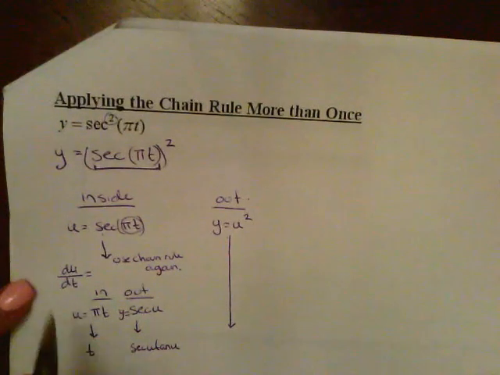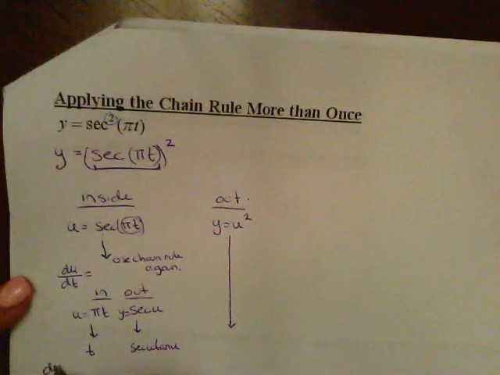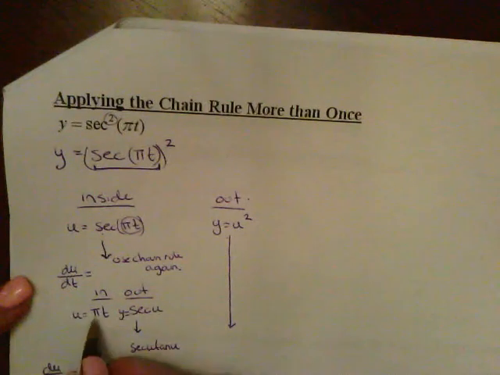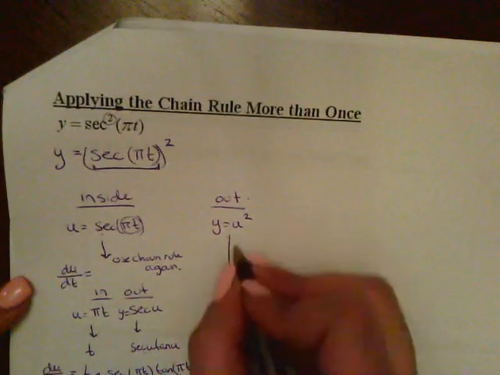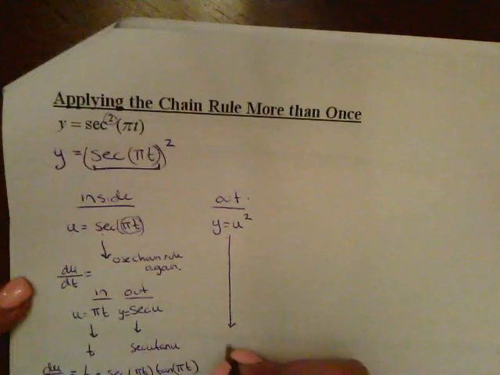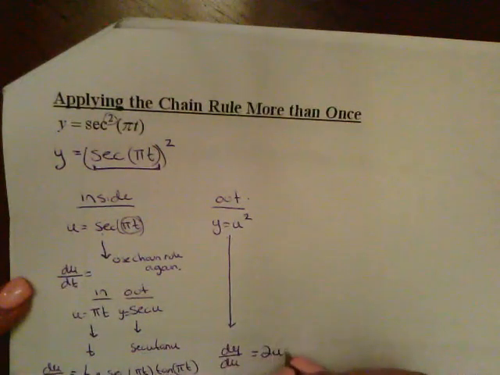Alright, so really quick, what was the derivative here? So what is the derivative du dt? It's basically this times this, and don't forget to plug in your u's. And what was our u's? Our final u's was pi t. So it's going to be pi times secant of pi t tan of pi t. And what's the derivative of u squared? So our dy du is 2u.